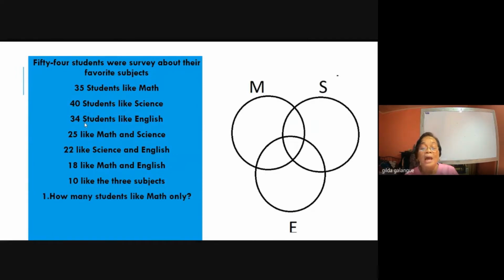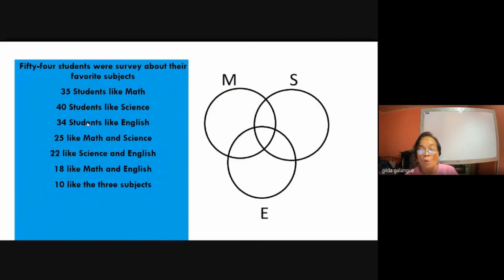We can proceed, class. The question now is, how many students like math only? Another question, how many students like science only? And the next question, how many students like English only? We can proceed, class, with this one.